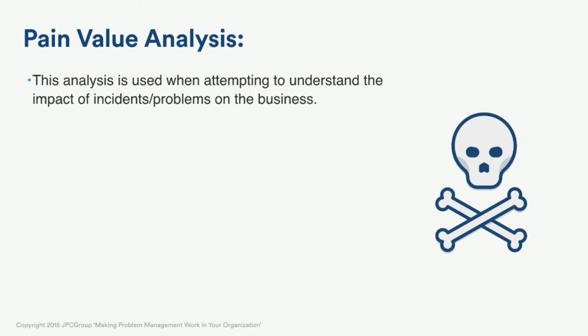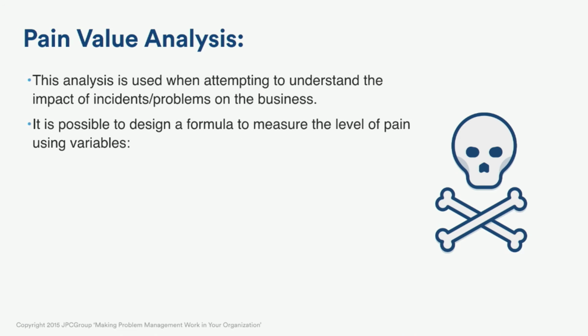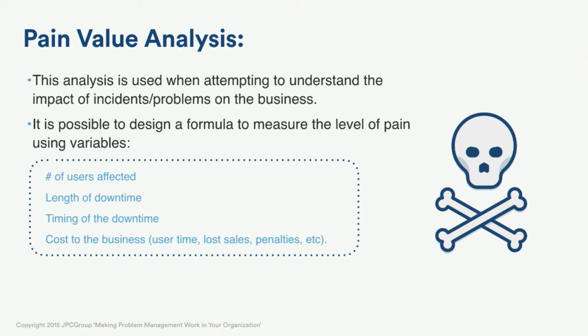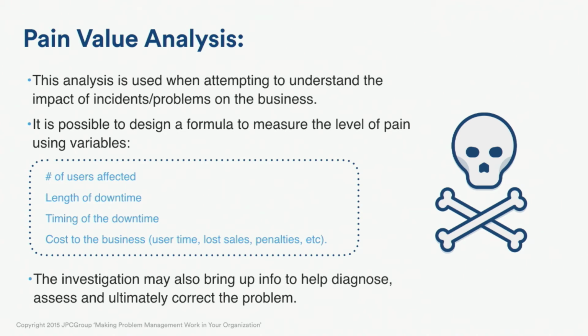Another interesting one is pain value, and pain value really is just what it sounds like: highest value, related to the pain. This is about trying to understand the impact to the business, and we can use variables like the number of users, downtime, and cost if we have it. It's just a simple way to start to prioritize, and hopefully not just by who yells the loudest, but by what really has value to the business.